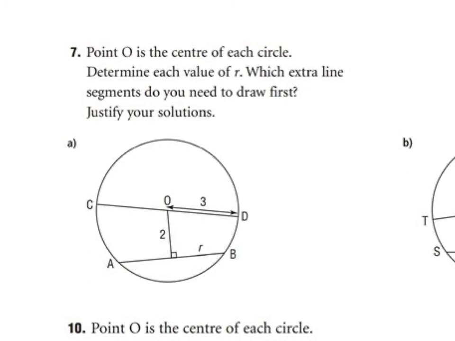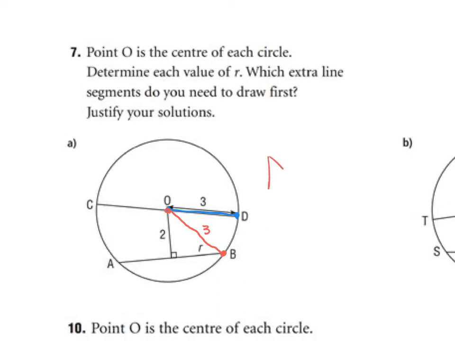Point O is the center of each circle. Determine each value of R. Which extra line segment do you need to draw first? Justify your solutions. So justify your solution just means use math to support it. So if I'm looking at A, they give me a radius here from O to D, and it's 3, so that's great. If I'm drawing in a line segment to make a triangle, I am probably going to draw a radius from O to B, and that would also be length 3.